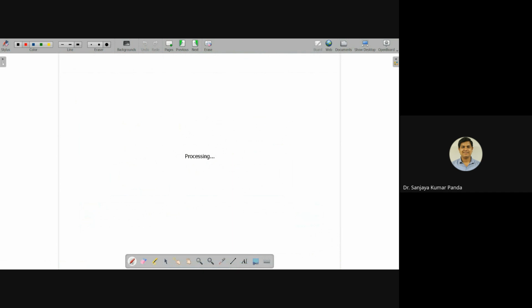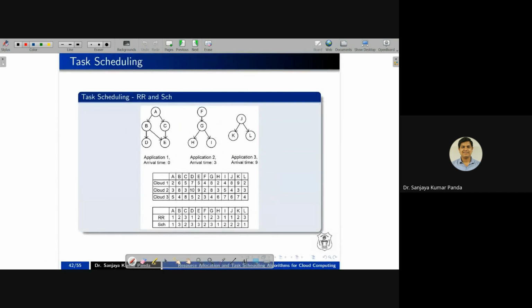For example, you can see here, I have three different applications: application 1, application 2, and application 3. They have different arrival times: arrival time 0, arrival time 3, arrival time 9. So if I provide the properties of these applications or tasks and the properties of the clouds or resources, then you can calculate the ETC matrix.